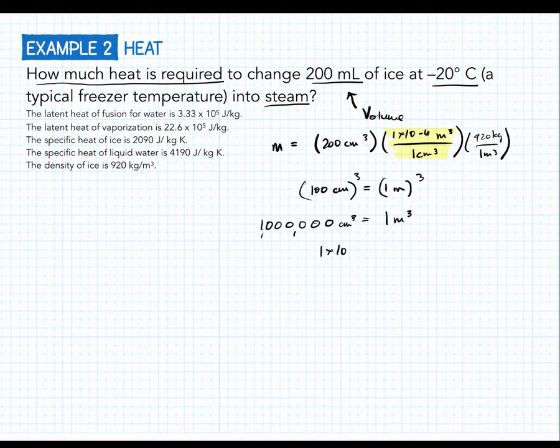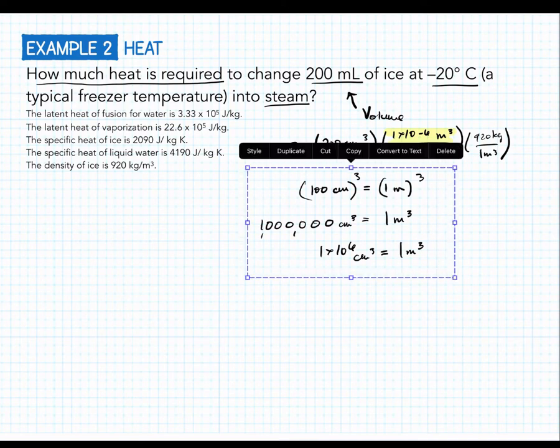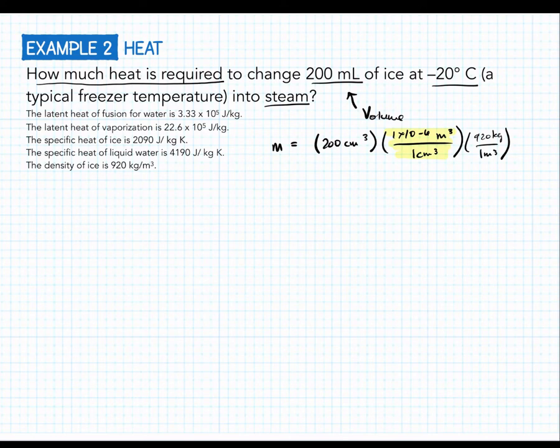When you're dealing with volume, it's cubed. Not just the units, but the values next to the units. So 1 meter cubed has 1,000,000 centimeters cubed in it. 1 meter has 100 centimeters in it, but 1 meter cubed has 1,000,000 centimeters cubed in it. And people mess this up all the time. Do not let that be you.